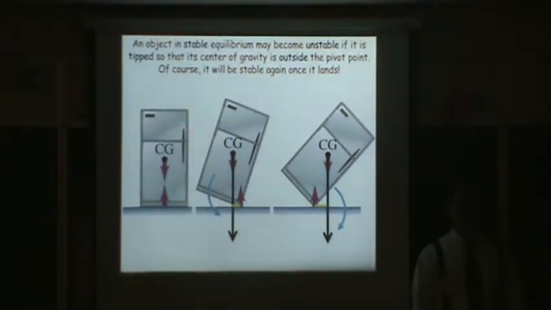Gang, which torque is larger? The torque acting on the middle refrigerator, or the torque acting on the refrigerator on the end? Which is the larger torque, and therefore would produce a greater acceleration?